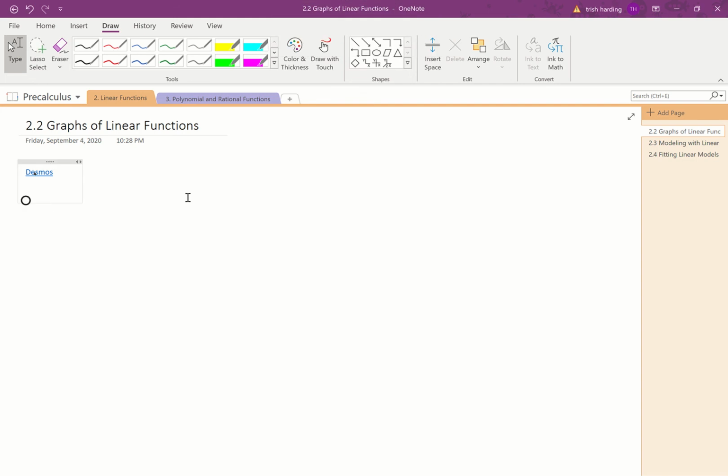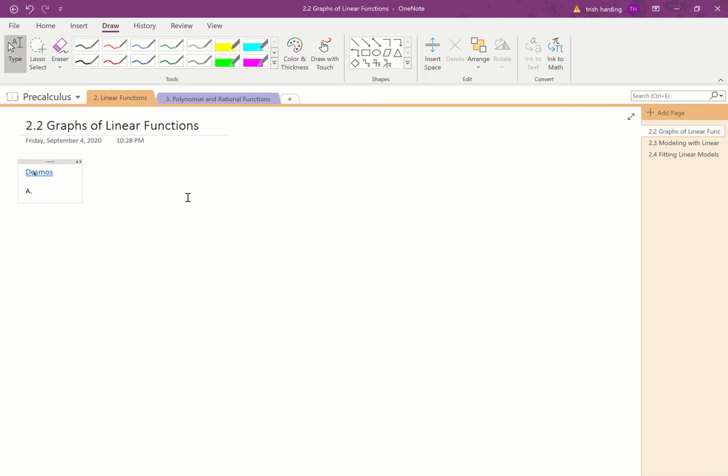Welcome to Chapter 2, Unit 2, Graphs of Linear Functions. Okay, so this section we are going to learn how to graph linear functions, write the equations, and determine if they're parallel or perpendicular. So this section is pretty much all about the graphs of linear functions.